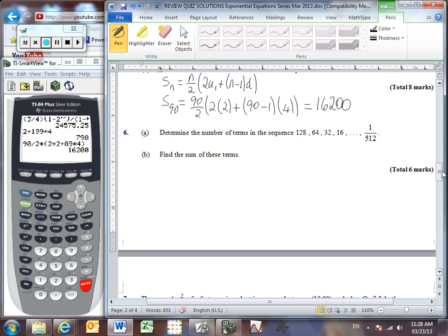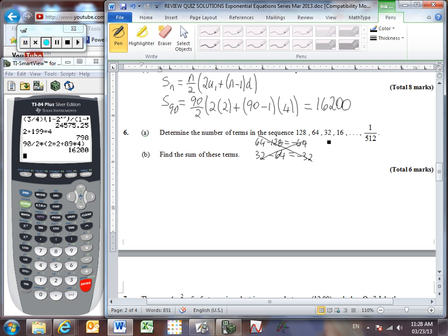Okay, let's move on then to number 6. The number of terms in this sequence. Now let's just analyze the sequence first. Is it arithmetic? Well, you'll quickly see that the difference between the first 2 terms and the difference, remember we write them in reverse order, between the next pair of terms are different. So it's clearly not arithmetic.